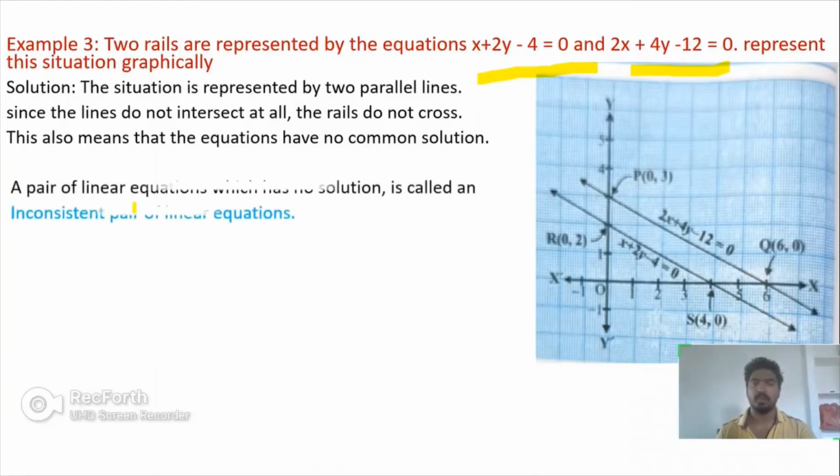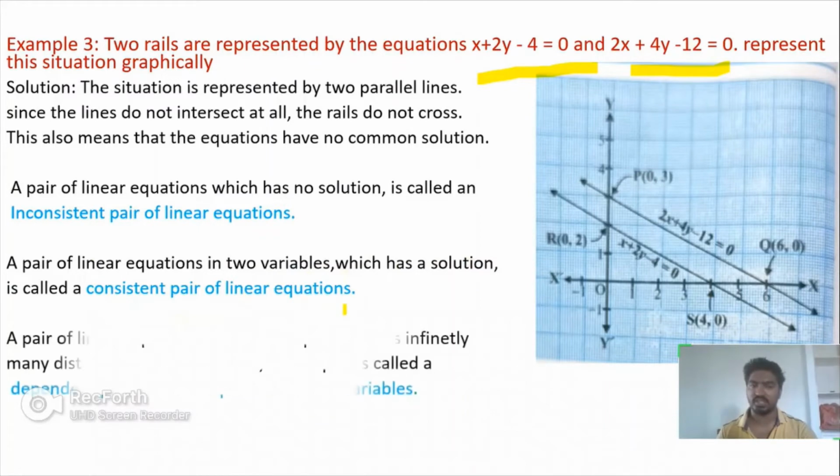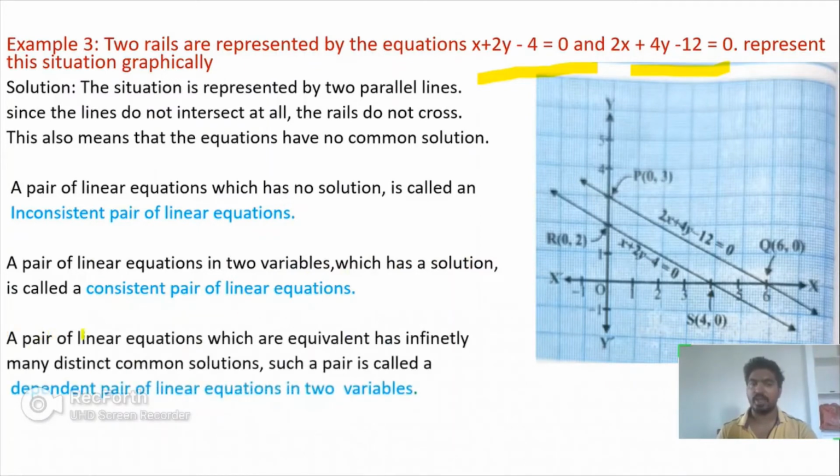Right. Okay. So a pair of line equations which has no solution is called an inconsistent pair of linear equations. And a pair of linear equations which have a solution is called a consistent pair of linear equations. Similarly, a pair of linear equations which are equivalent has infinitely many distinct common solutions. Such a pair is called a dependent pair of linear equations in two variables.